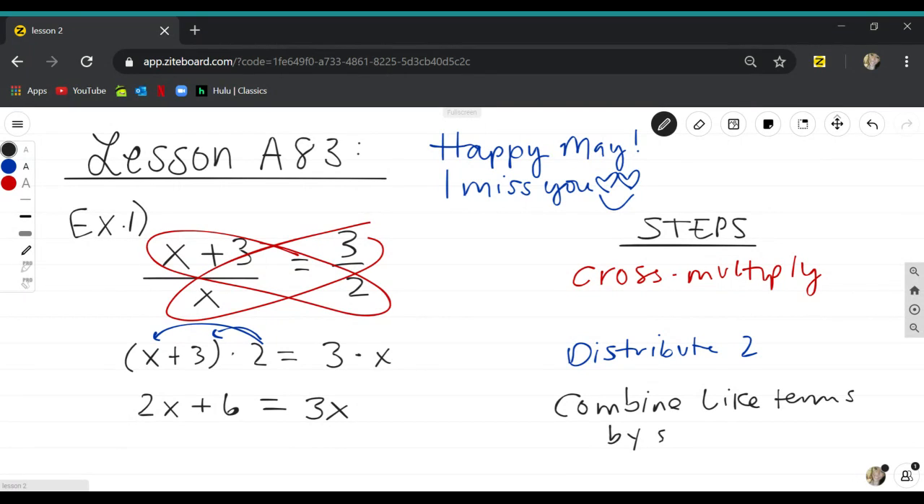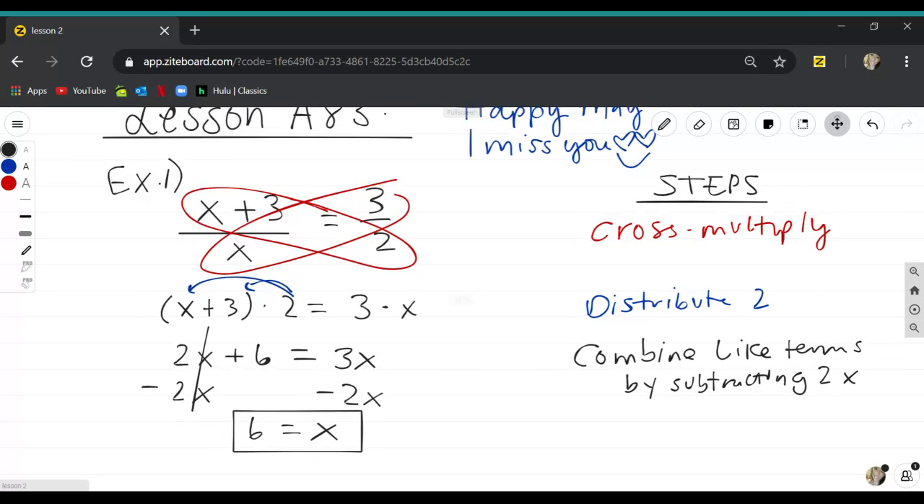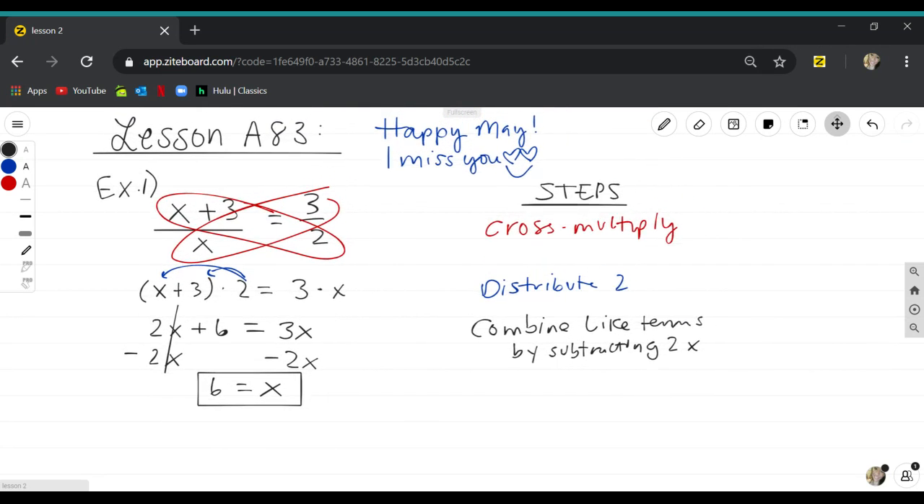By subtracting 2x. Okay, and that's exactly what we're gonna do. So we're gonna subtract 2x just to have 1x. And then we have 6 is equal to x. That's it, right here.